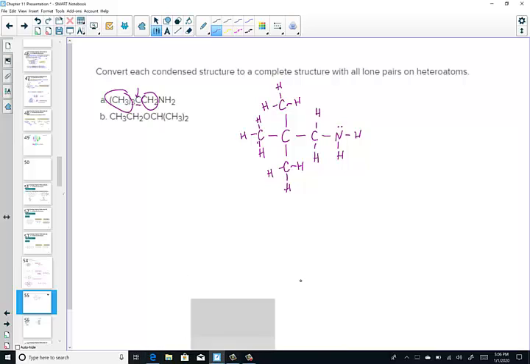Letter B, I notice that I have a methyl group, so I have a CH3. That carbon has to have 4 bonds. 3 of them lead to hydrogen. The 4th leads to the next carbon. I see that there's 2 hydrogens on that carbon, and it's leading to a next atom of oxygen. The oxygen is going to require 2 sets of lone pair electrons to complete its octet.